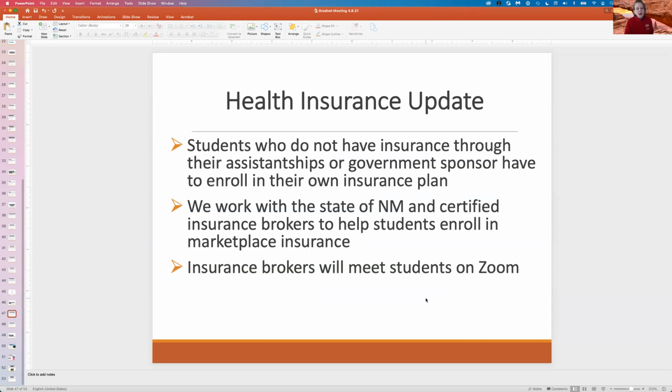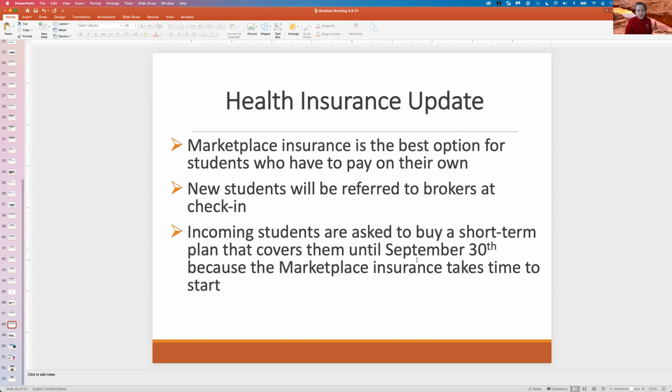The health insurance: if a student does not have insurance through their assistantship, or they don't have a government sponsor with insurance, they're going to have to buy their own plan. We work with the state of New Mexico and insurance brokers to help students enroll in marketplace insurance. For 2022, New Mexico is starting its own marketplace, so students will not be buying this insurance at healthcare.gov anymore. They'll be going through the state marketplace. It's a difficult and complicated sign-up process, but it is the best insurance, especially for older individuals who have to pay for their own, because it is partially subsidized based on their income. Our brokers are still meeting students on Zoom and getting them signed up.